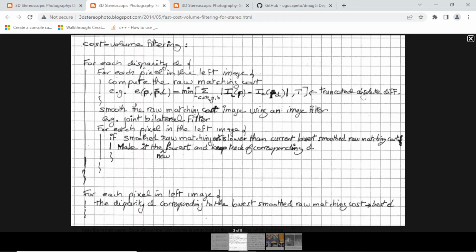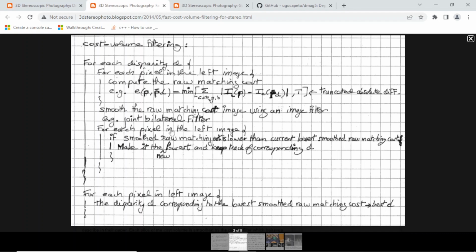Okay, truncated absolute diff. So this step here basically creates that slice of the cost volume, but it's not smooth. It's not smooth, so it's going to be very noisy. So then you smooth the raw matching cost image using a filter. So in DMAG2 it would be a joint bilateral filter, but in DMAG5 it's what's called the guided filter.